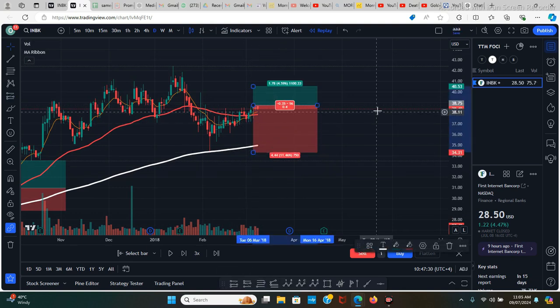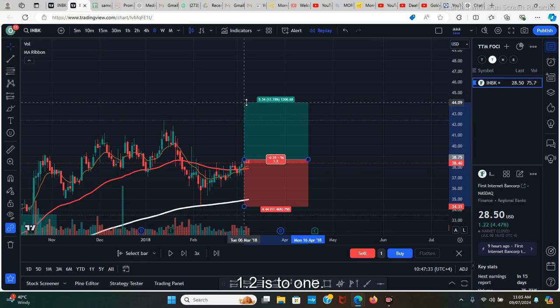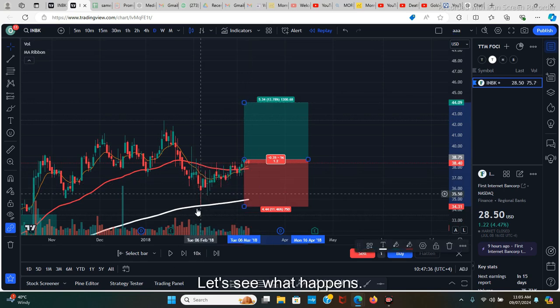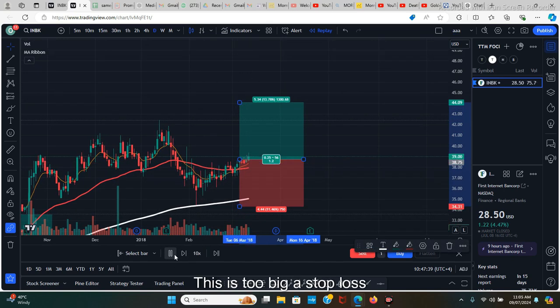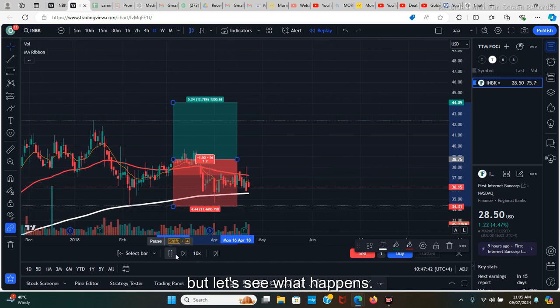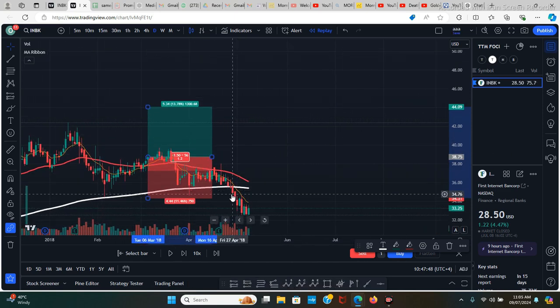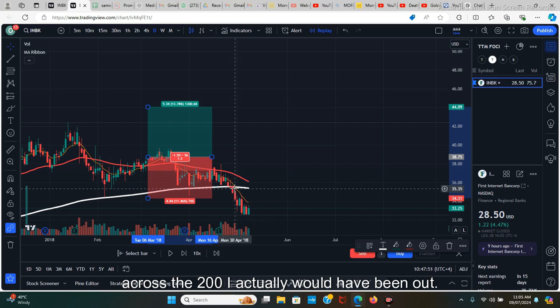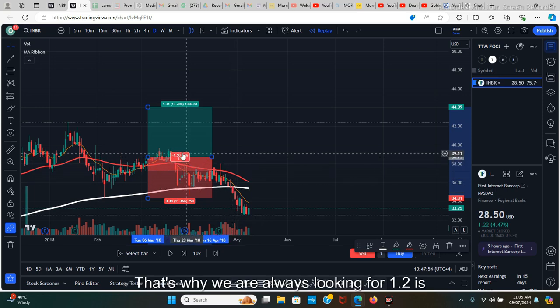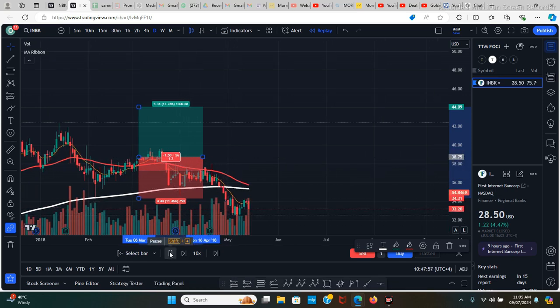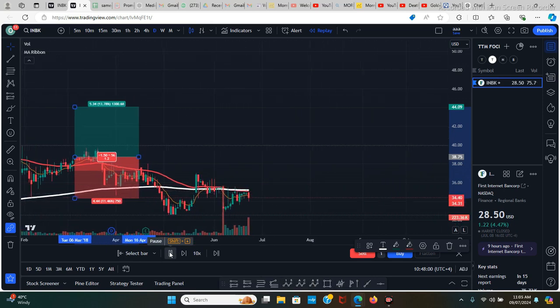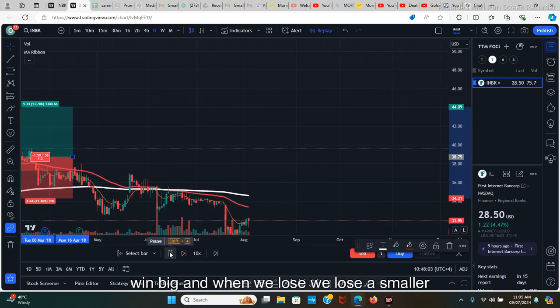Get it below the swing low. 1.2 to 1. Let's see what happens. I think this is too big a stop loss, but let's see what happens. This was a loss. As soon as it crossed the 200, I actually would have been out. That's why we are always looking for 1.2 to 1 trades, so that when we win, we win big, and when we lose, we lose a smaller amount.